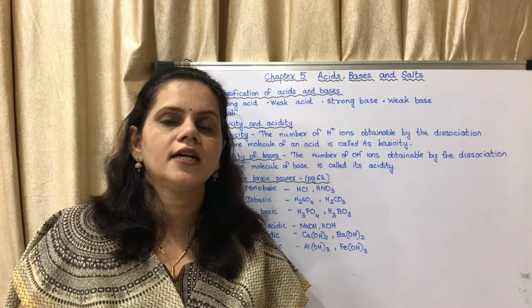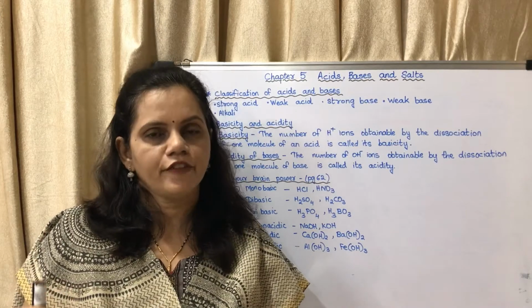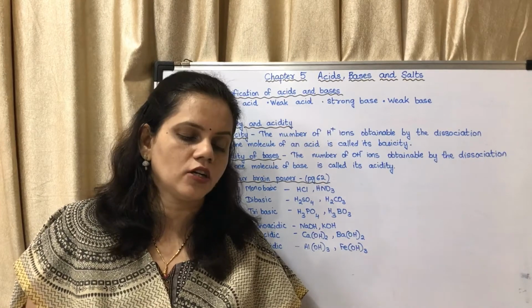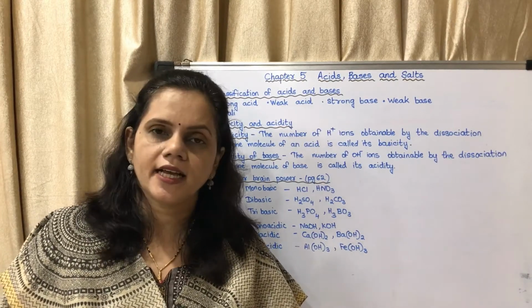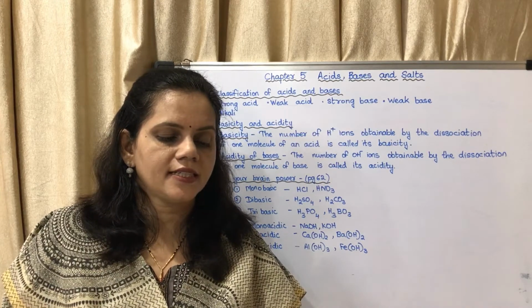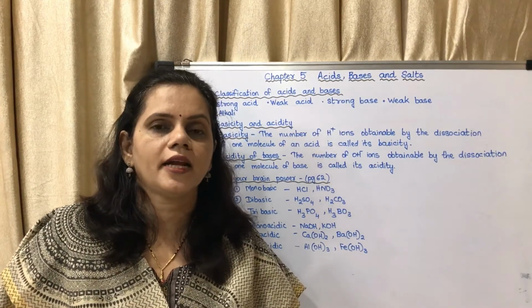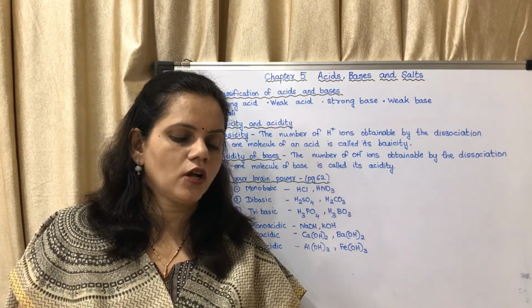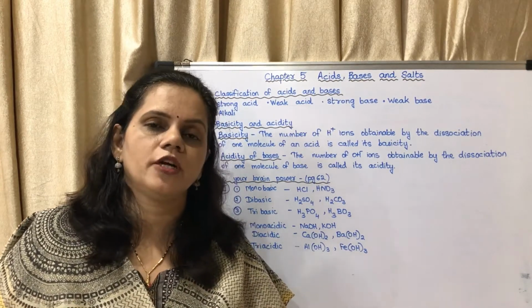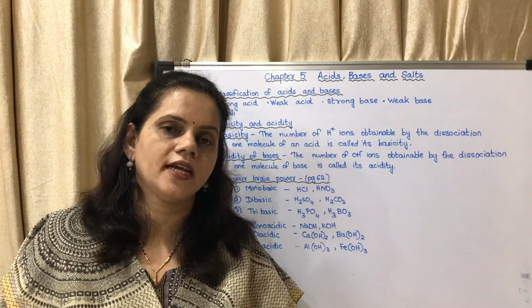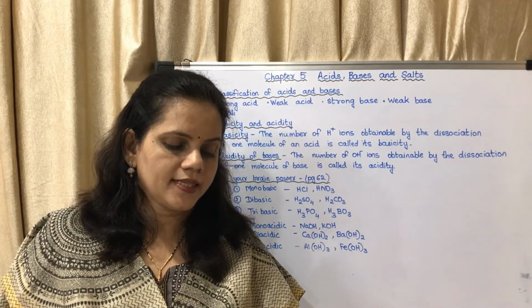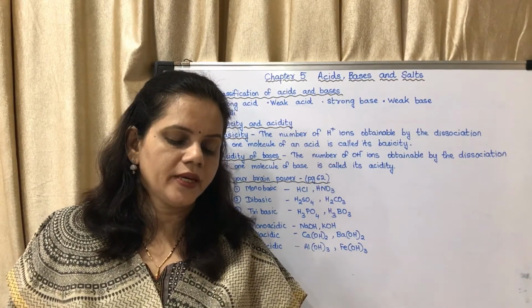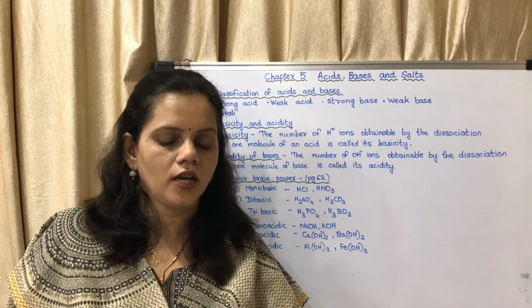You have to learn the examples of strong acid, weak acid, strong base, weak base. They have given in the textbook: strong acids, hydrochloric acid, hydrobromic acid, nitric acid, sulfuric acid. Weak acids, acetic acid, and CO2, that means when it is dissolved in water, that is H2CO3, it is a weak acid. Strong bases, NaOH, KOH, sodium hydroxide, potassium hydroxide, calcium hydroxide, sodium oxide. These are strong bases. Weak base, ammonia is a weak base. And alkali. What are alkalis? The bases which are highly soluble in water are called alkalis.